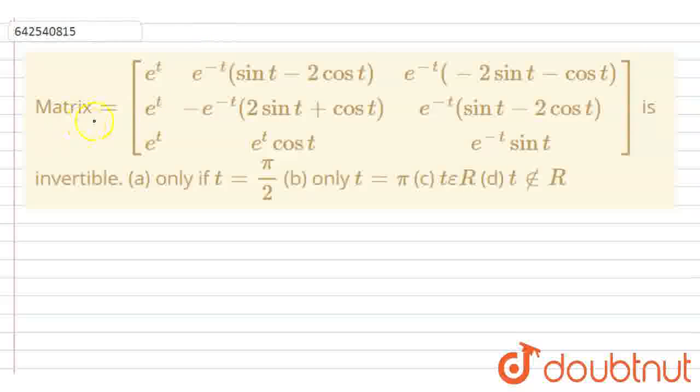Hello students, today's question is: the matrix given is e^t. The given matrix is invertible. So they have already given that the matrix is invertible, and we have to find which option is true. Okay students, let's move to the answer.